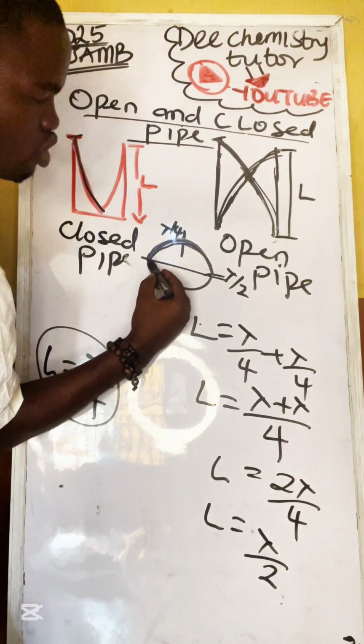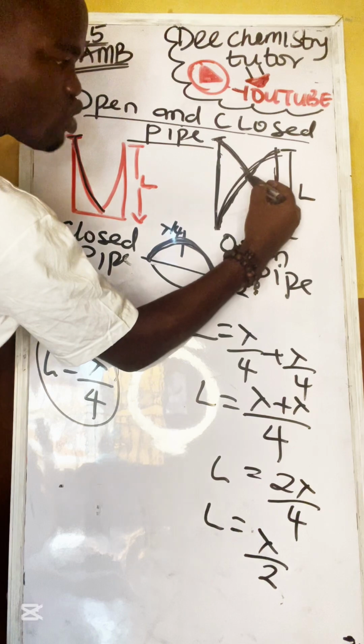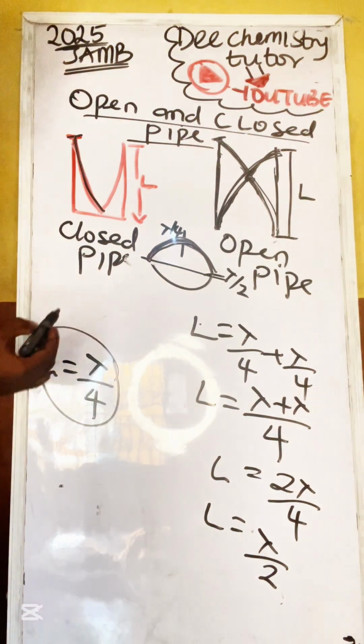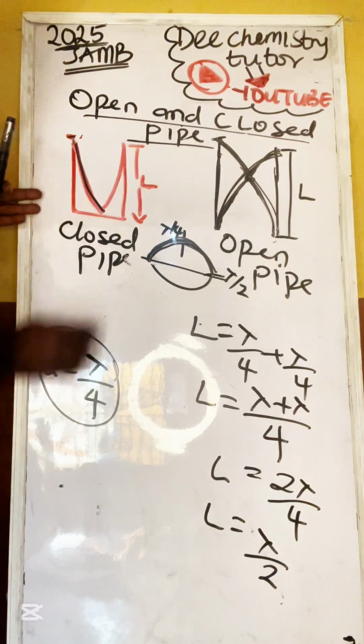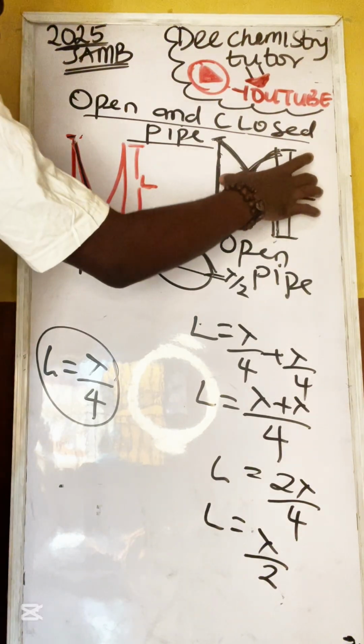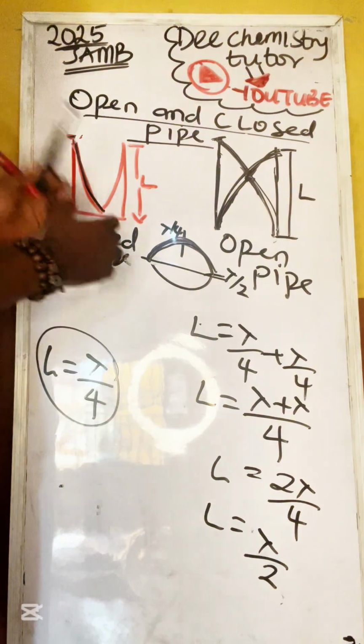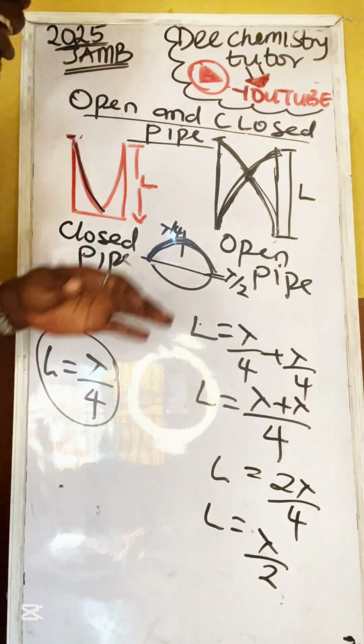This looks like when you come like this, or you can take it as lambda over 4 plus another lambda over 4. Let me teach you another one. That means the length of this pipe is lambda over 4. The length of this pipe is lambda over 2. Don't cram that formula that they used to ask you.